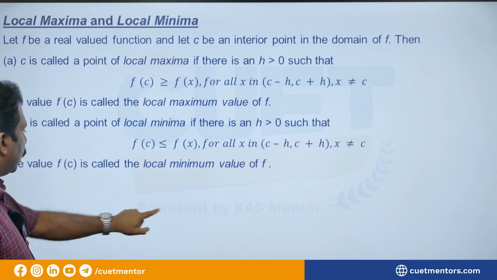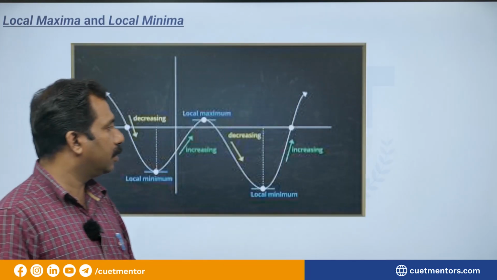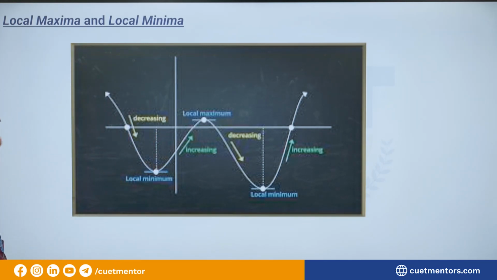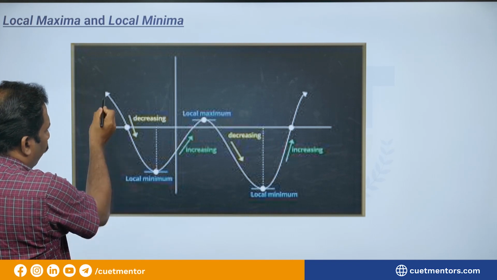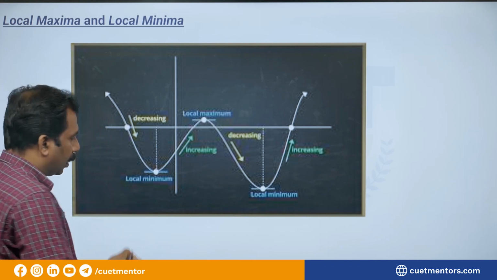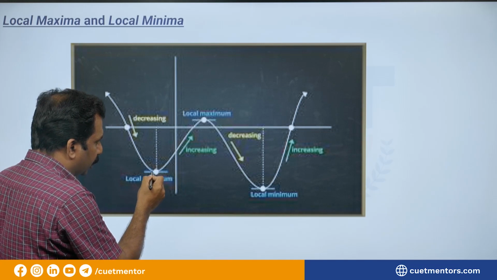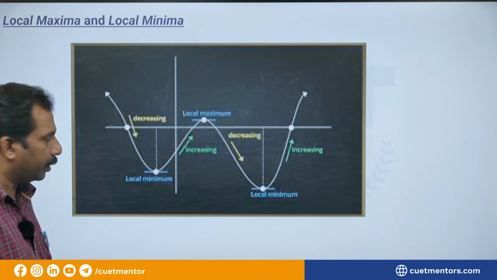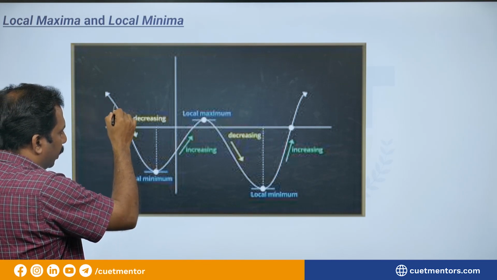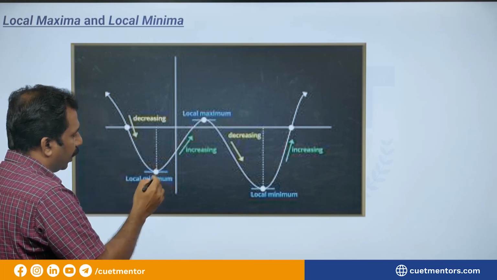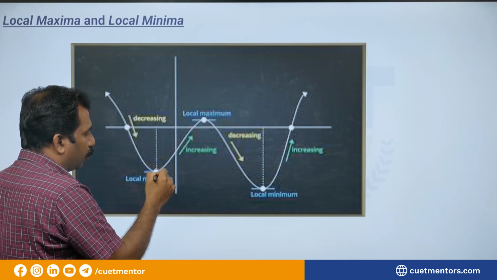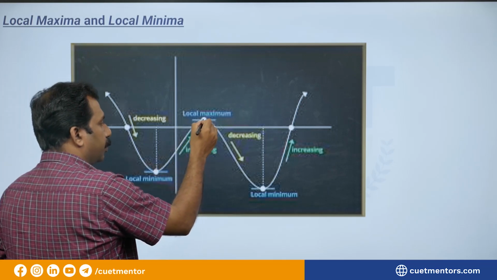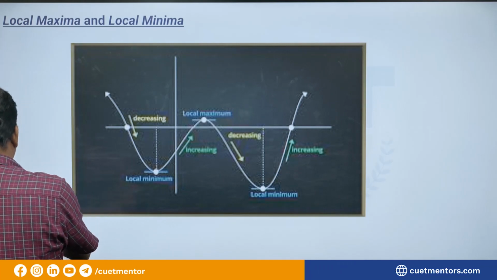Now let's go to the graphical interpretation of a local maxima and a local minima. Here the function is decreasing. At this point, the function is going to start increasing. So the graph is coming like this, that is, the graph is decreasing, and at this particular point the graph is going to increase and reaches this point.